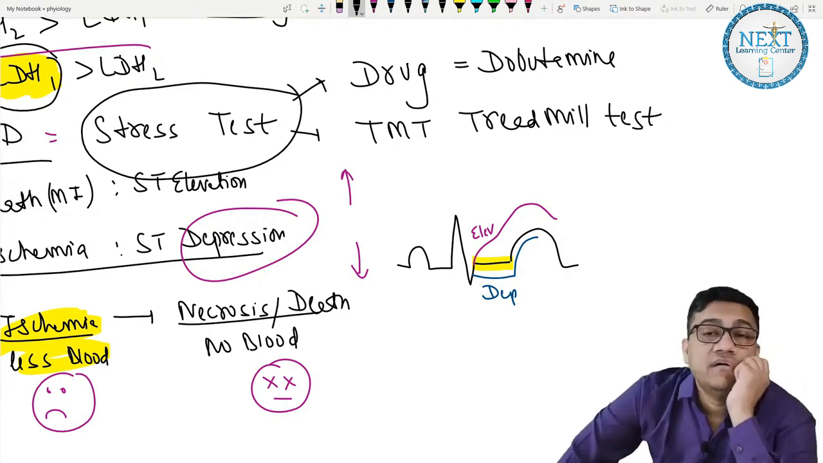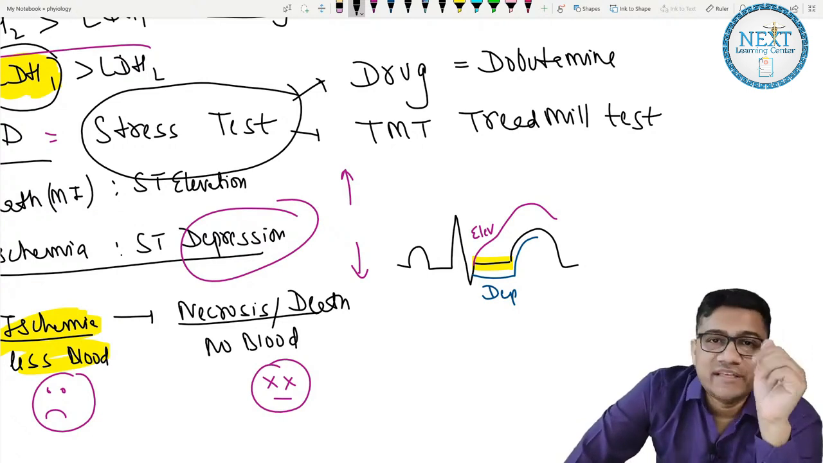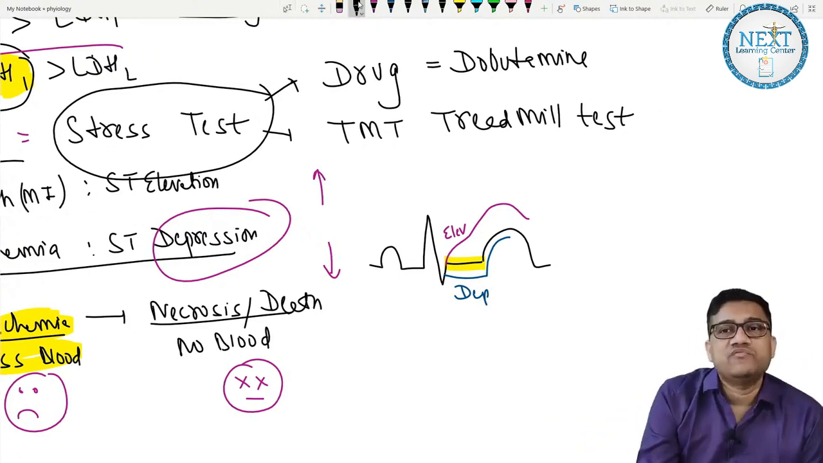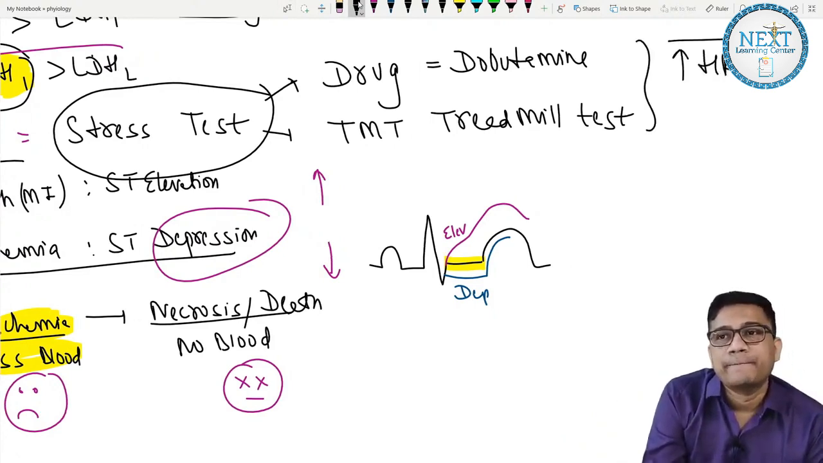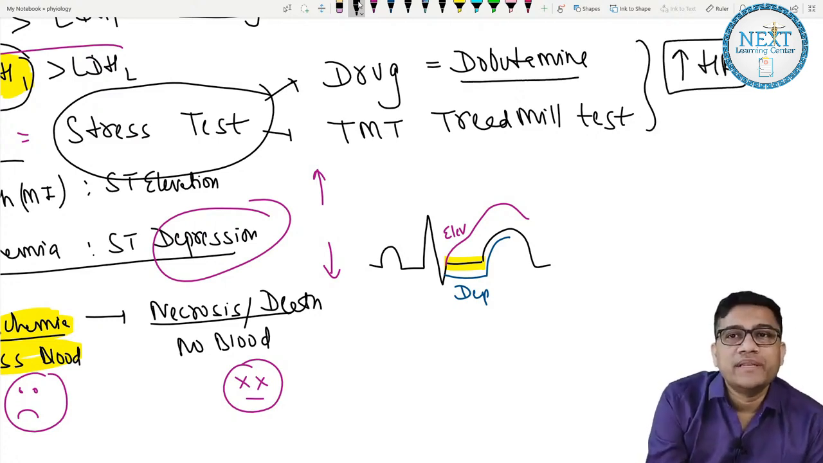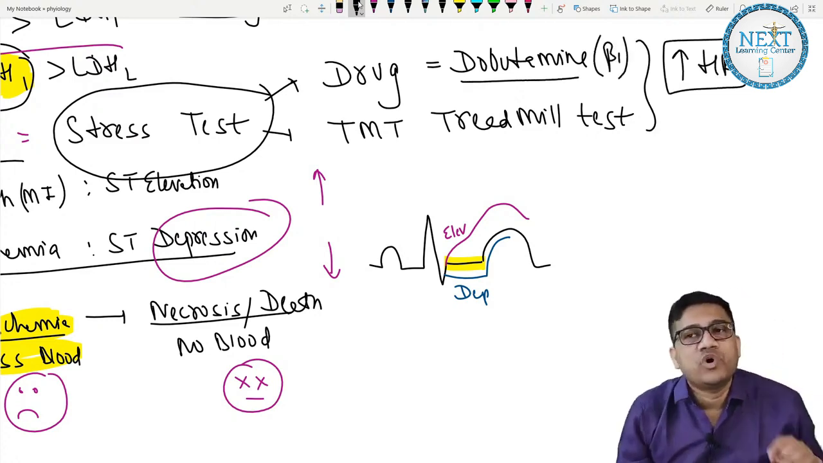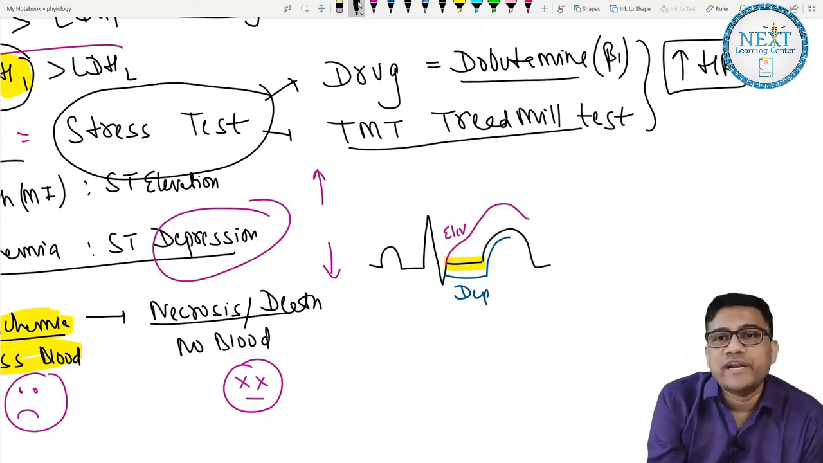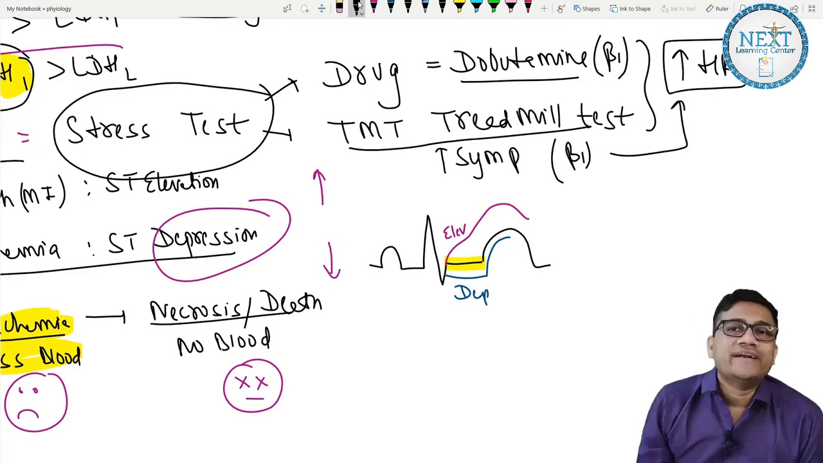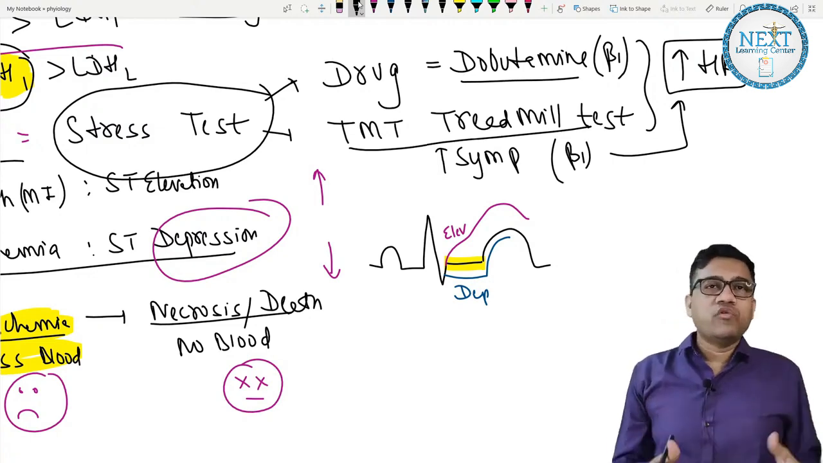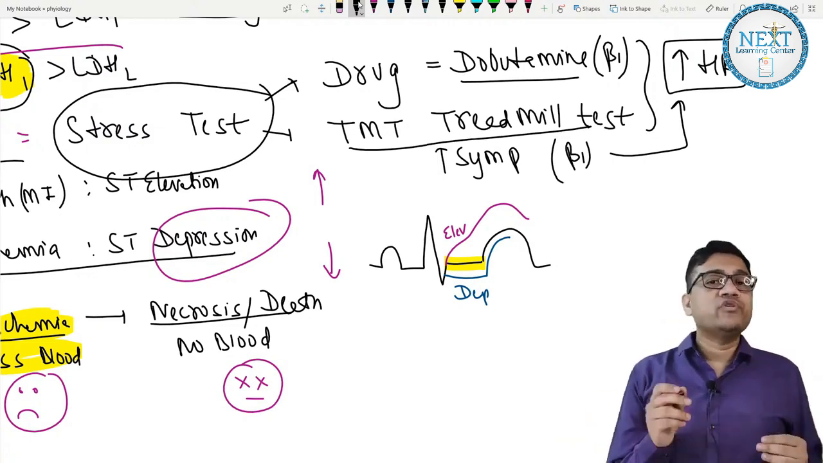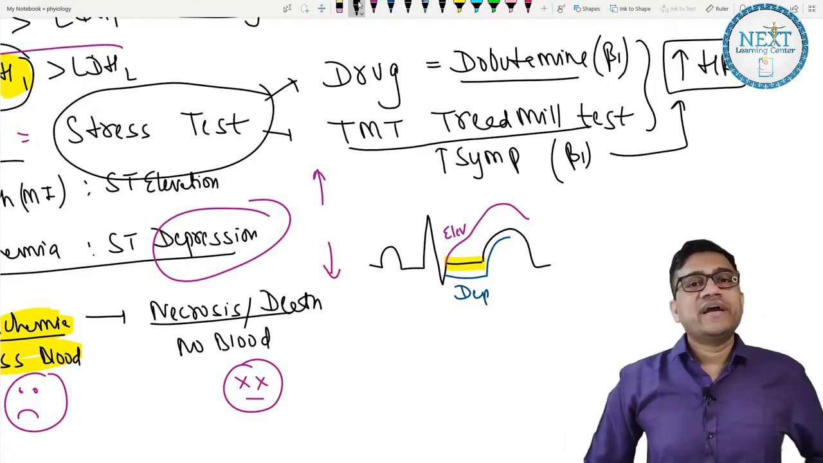Now what is the mechanism or technique? It's very simple: when a person is walking on a treadmill, they increase heart rate. When you give dobutamine, it's a beta 1 agonist, and beta 1 causes what? Tachycardia, increase. When you do treadmill exercise, there is increased sympathetic activity, and again beta 1 causes increased heart rate. So if a person can walk, you do a treadmill test. If a person cannot walk because of some problem, he's bedridden, you give dobutamine. This is a drug stress test, and there is a treadmill stress test.